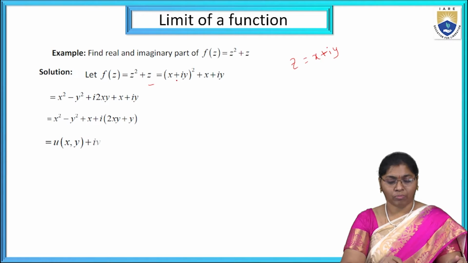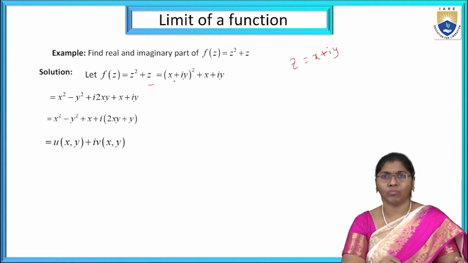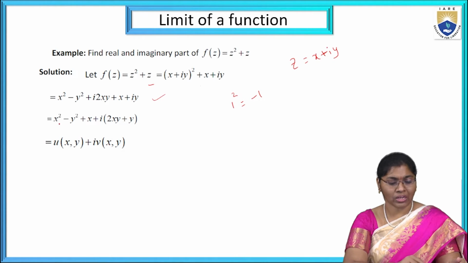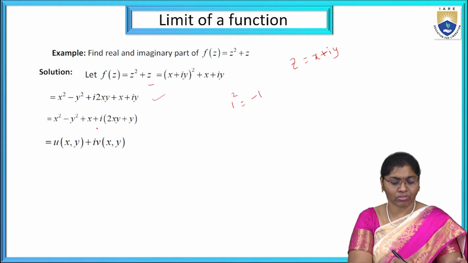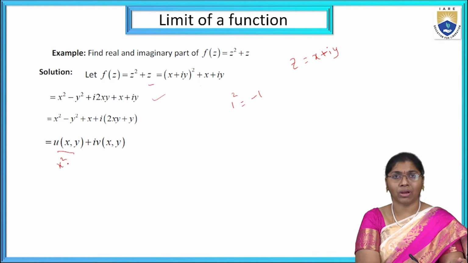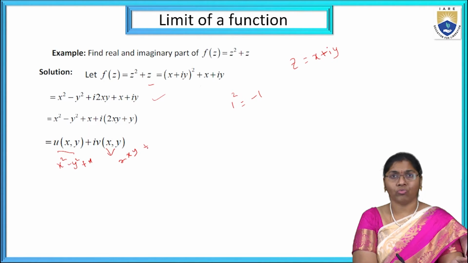That is the solution. (x plus iy) whole square, that is x square plus i square y square. Here i square is nothing but minus 1. Now substituting that term, we get minus y square. Then remaining is 2ixy plus remaining x plus iy. Now here the imaginary parts are on one side and the real parts are on the other. Here x square minus y square plus x is the real part and i into (2xy plus y) is the imaginary part. Therefore, u of x, y equal to x square minus y square plus x, and v is 2xy plus y.